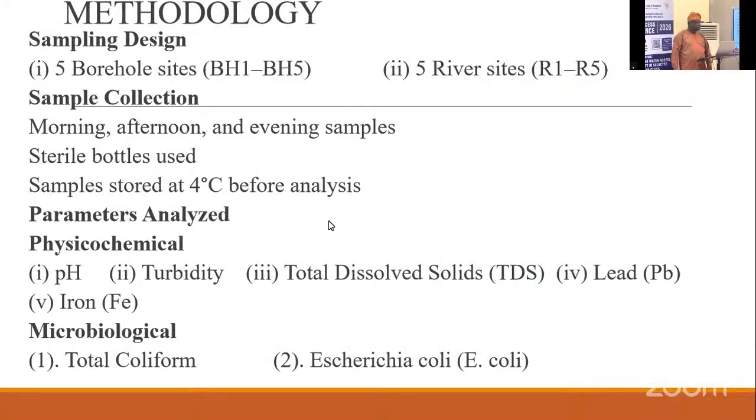For analysis, the parameters analyzed are: one, the physicochemical parameters, which included pH, turbidity, the total dissolved solids (TDS), lead (Pb), and lastly, iron. For the microbiological properties, we determine the total coliform, and the second one, Escherichia coli, which is called E. coli.